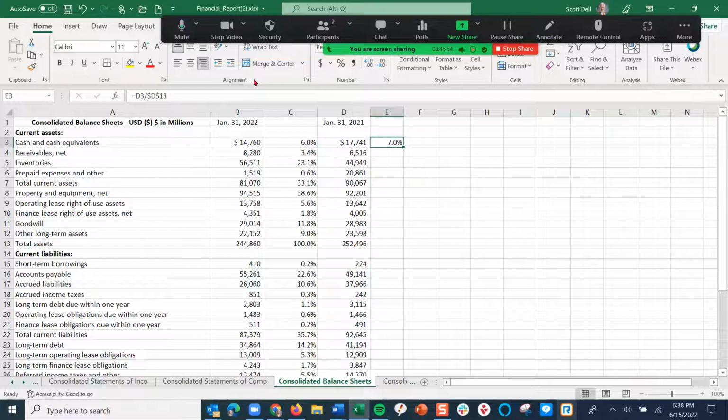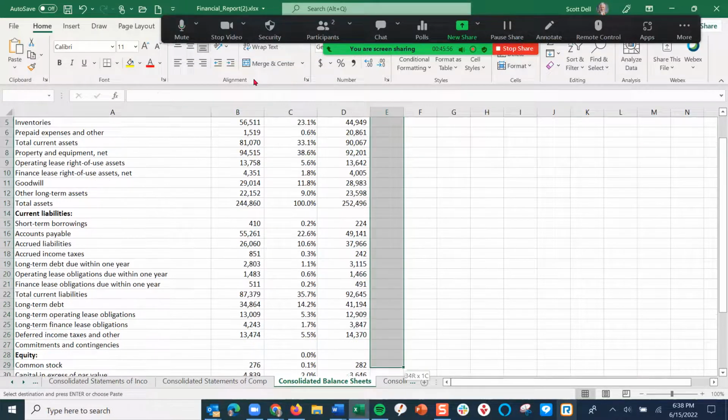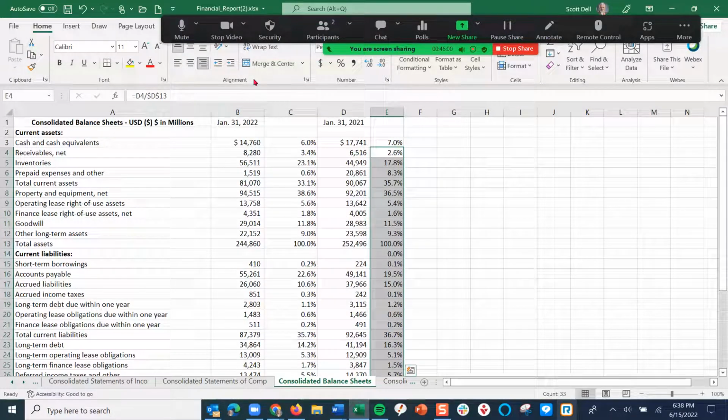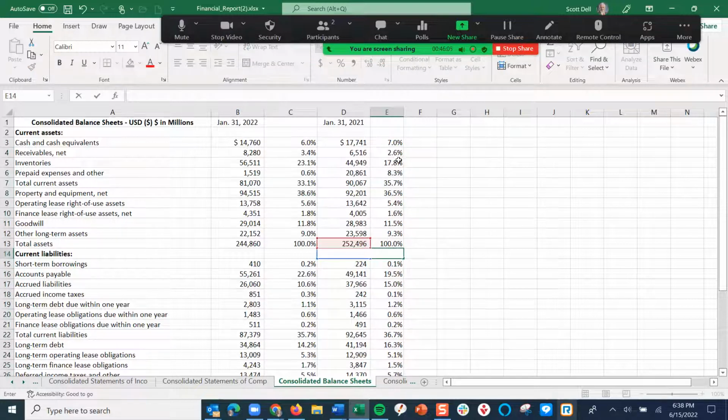So last year, 7% cash. Let's copy this all the way down, and we'll just see comparisons of last year. Again, these numbers tell a story. This is storytelling 101. So what was inventory like last year? Inventory was only 18% of our balance sheet.